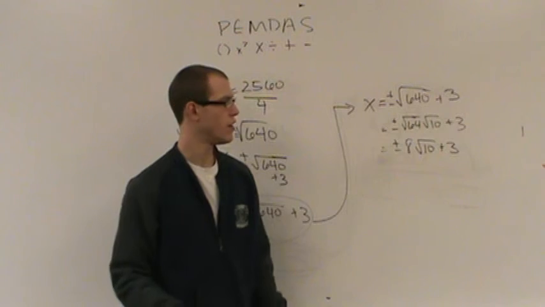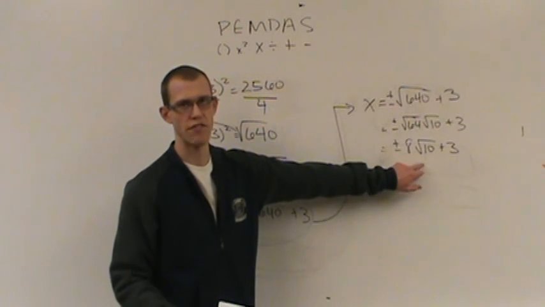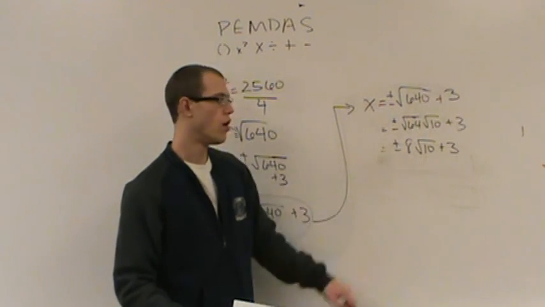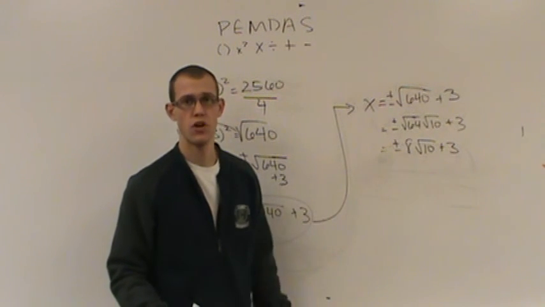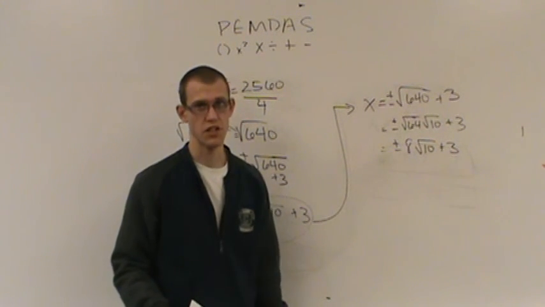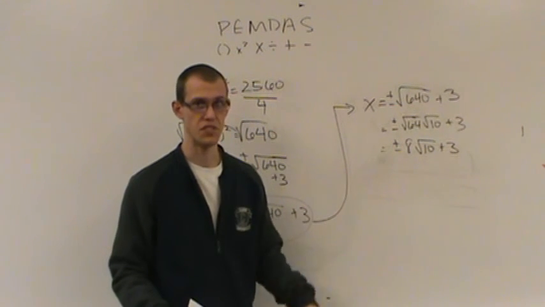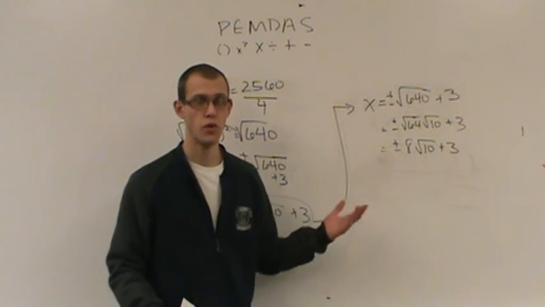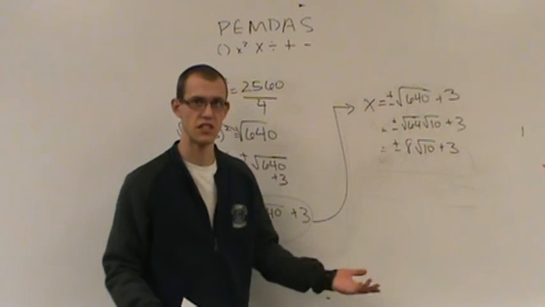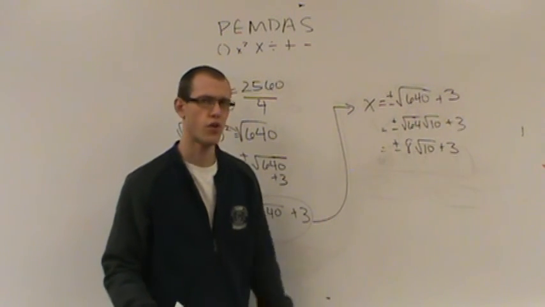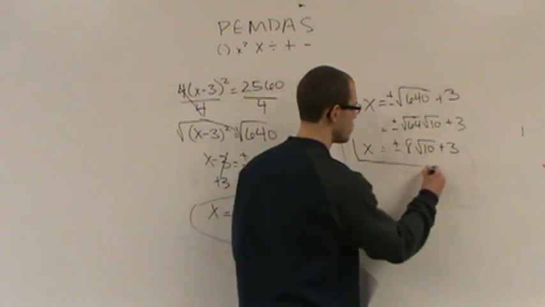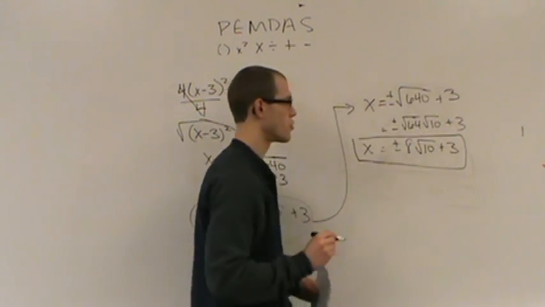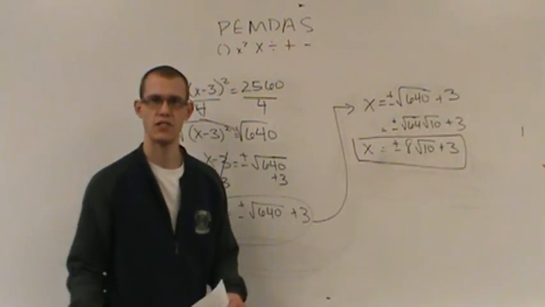It stays there. Notice that in this problem we have a square root. So we're going to leave this as the answer. Since it's not all numbers, we just leave it as the answer. If it is all numbers, like our example number 2 in this video, you're actually going to break it into its 2 solutions. But since this only has radicals, we're going to leave it. So our solution, x equals plus or minus 8 square root of 10 plus 3. That's all there is to it.